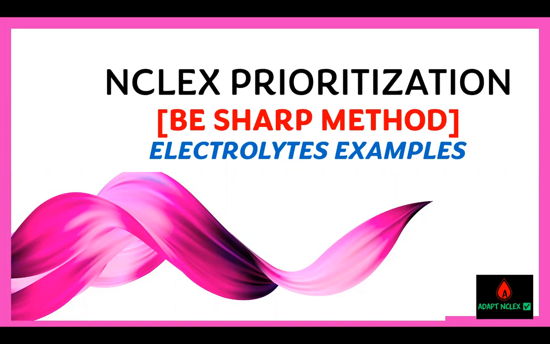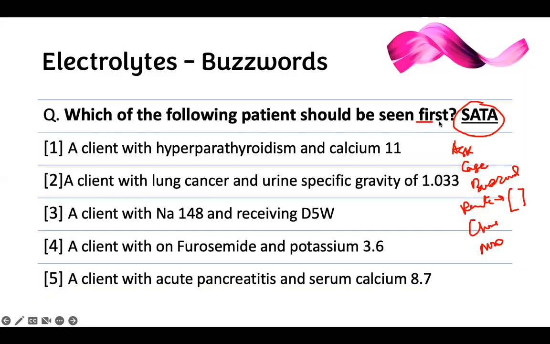I'm going to give you examples of NCLEX prioritization questions that indicate changes in electrolytes that you have to prioritize and be sharp about. So let me show you examples of how this can apply to the NCLEX, where they can give you questions. They don't tell you it's an electrolyte problem, but you have to figure out that it's electrolyte and use it to prioritize your patient. Who do I see first?